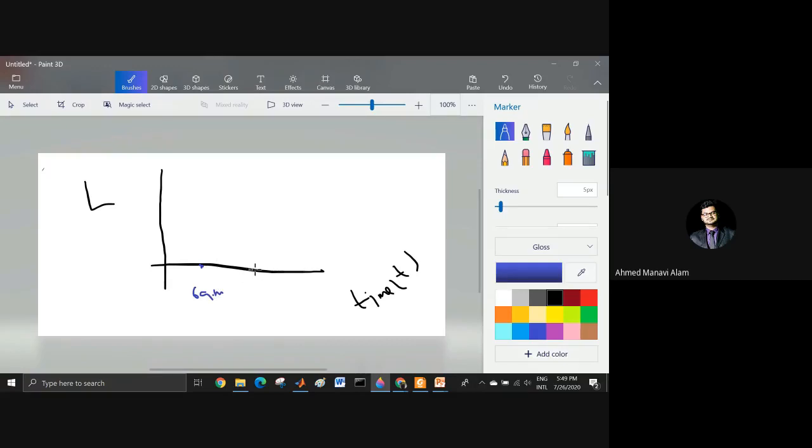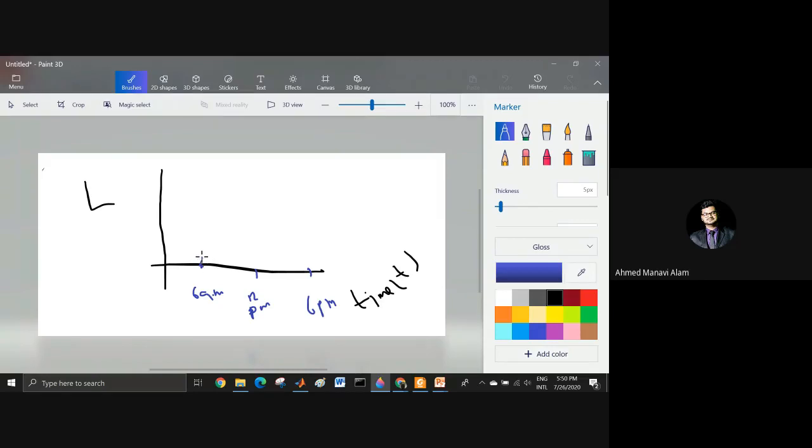Suppose this is 12 p.m. Suppose this is 6 p.m. By common sense, we know that the sun rises at 6 a.m. or near about 6 a.m. Sometimes 5 a.m., sometimes 4:30. So I'm taking a general value of 6 a.m. I'm not going to the rigorous one. The sun is rising at 6 a.m.